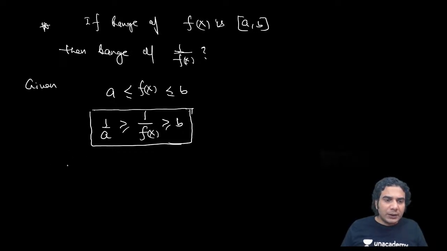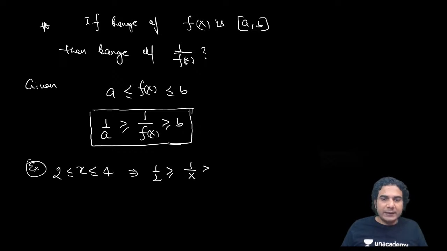For example, your x is greater than or equal to 2 and less than or equal to 4. Then what is your 1 upon x? So 1 upon x will be greater than or equal to 1 by 4 and less than or equal to 1 by 2. So that means your 1 upon x belongs to 1 by 4 to 1 by 2. I don't think there's any problem in this.